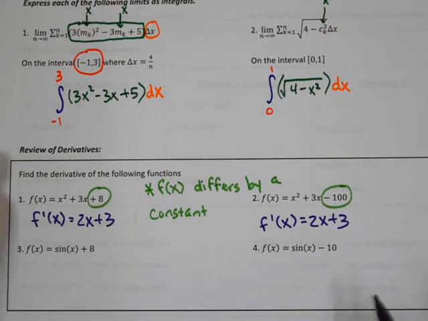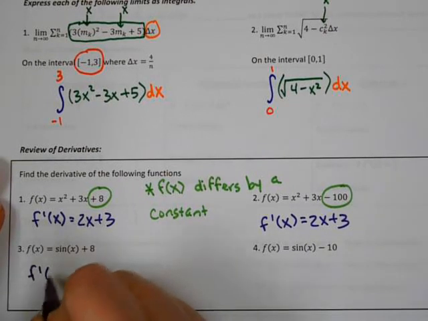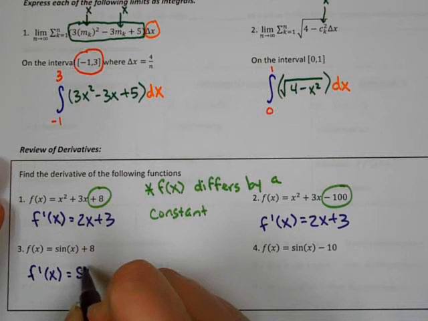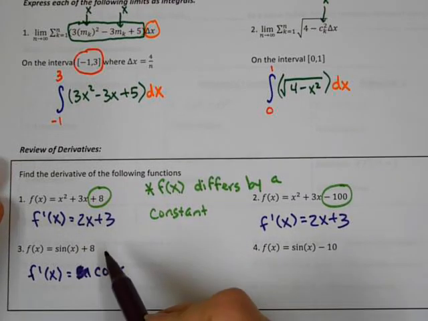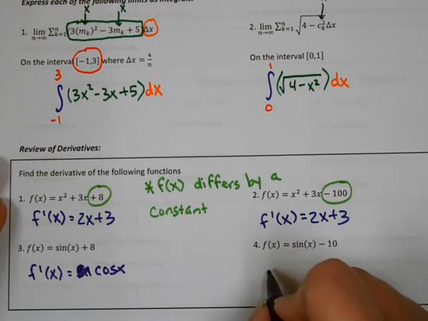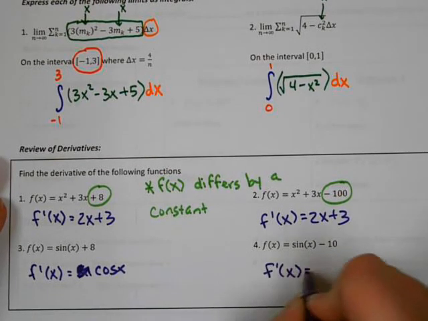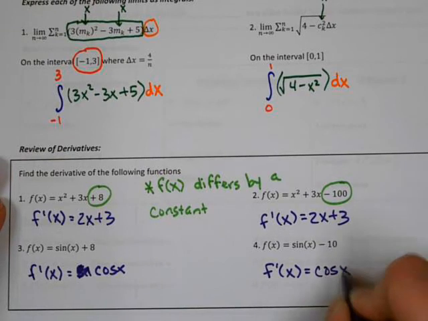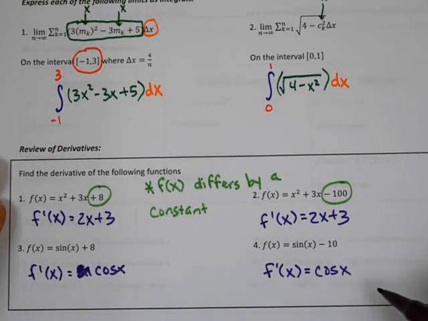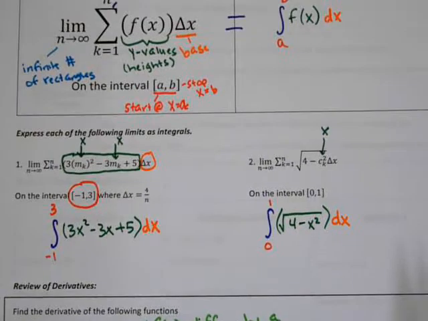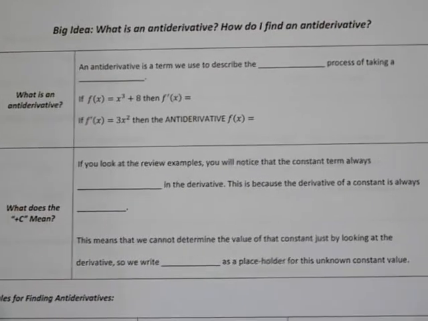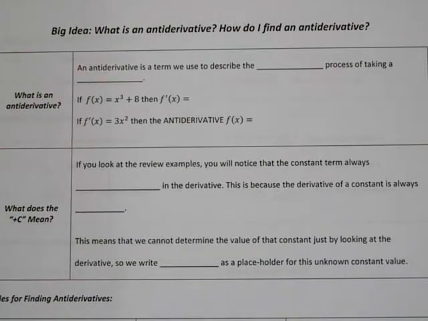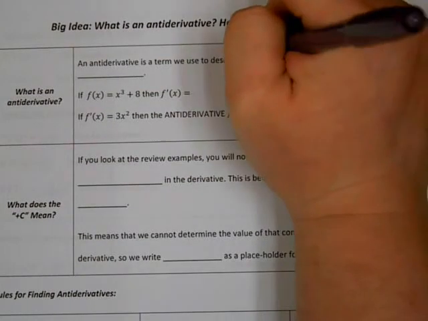For 3 and 4, you should see the exact same thing then. F prime of x for number 3 is just cosine of x, because the plus 8 has a derivative of 0. And for number 4, f prime of x is going to equal cosine of x, and the negative 10 just disappears. All right, so again, that's going to be really important when we start looking then at what these actual antiderivatives are.